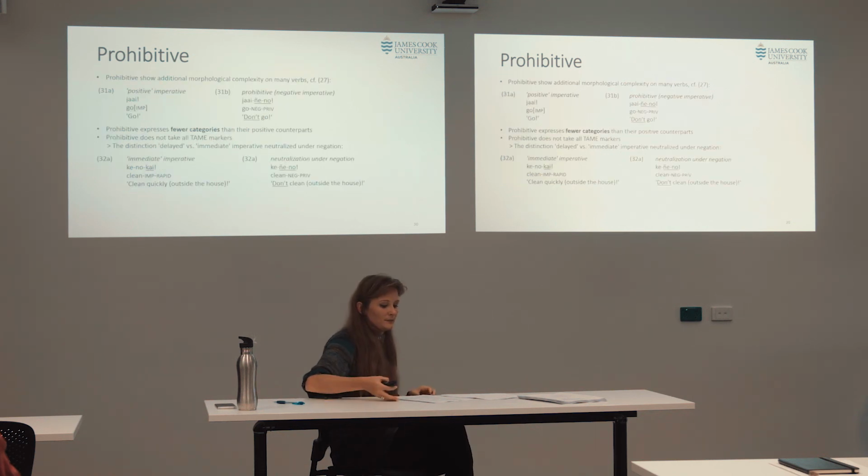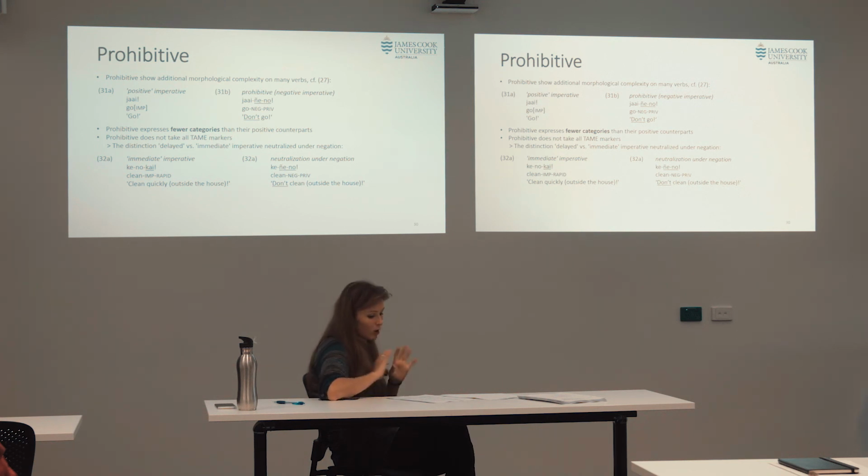So now a little bit more about this prohibitive. We see that in Murui it shows additional morphological complexity. I give an example in 31a, where you have this positive imperative hai, go, but under prohibitive or negative imperative you have hai nie, no, which is followed by suffixation.